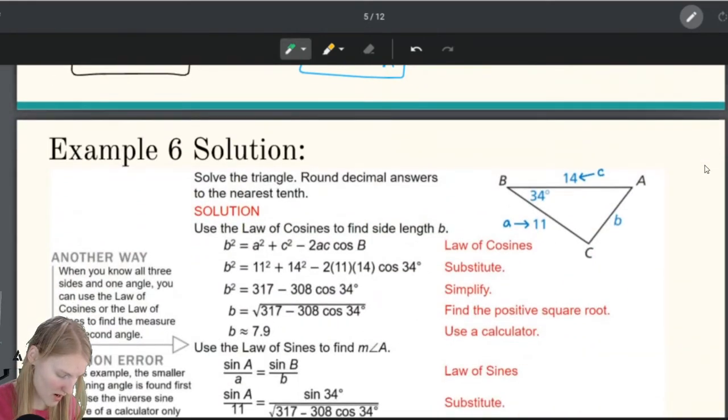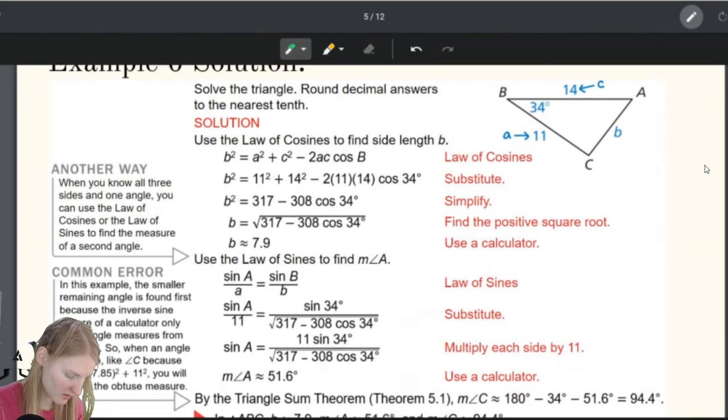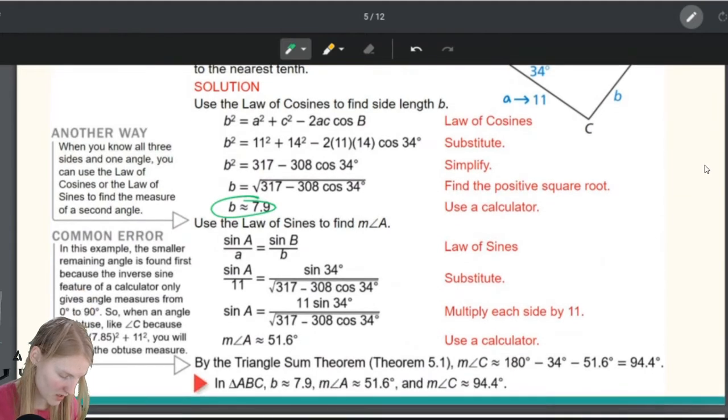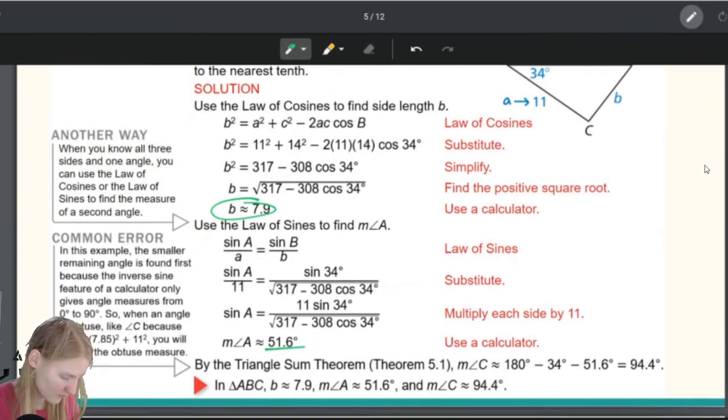We can check our answers. Yeah, look at that. B was 7.9. Oh, we used the law of sines. Fantastic. 51.6 is also what we got.